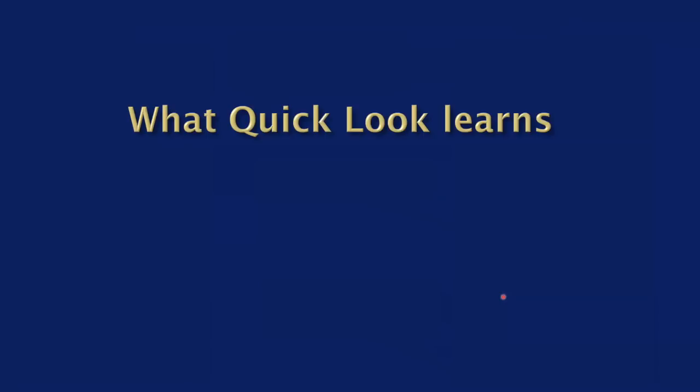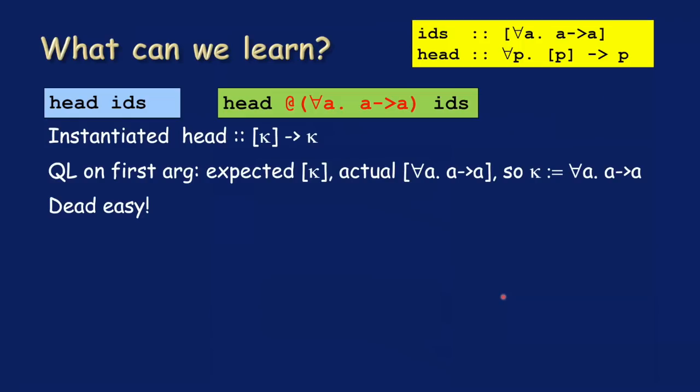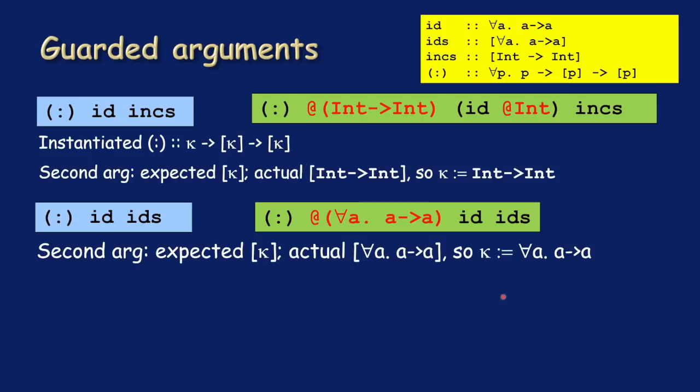Okay, so I want to say a bit more about what Quick Look learns from the arguments. Here is a simple case, head. I've given the type in the yellow in the top right-hand corner. I've got the argument, the expected type is list of kappa, because I'm instantiating P with kappa. The expected type, list of kappa. The actual type, list of for all A to A. So there's only one thing kappa can possibly be. Easy. Here's another one. Cons of ID and incs. So incs here is a list of incrementing functions, well, a list of functions of type int arrow int. And here again, there's only one thing that kappa can possibly be, looking at the second argument, and the same in the case of cons of ID and IDs.